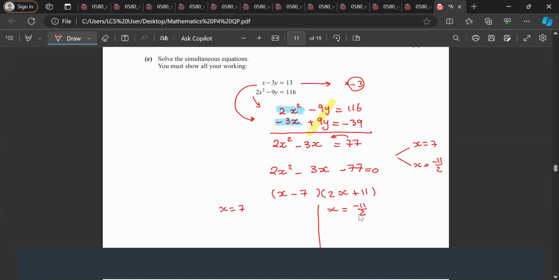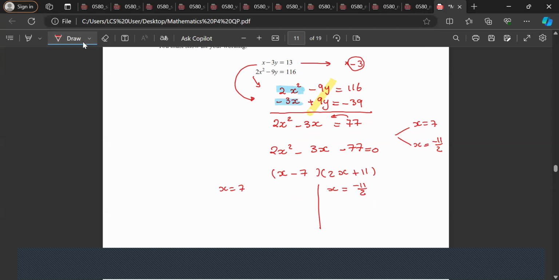So from here, if he wants x only, I got it. Now I have to substitute to get y. I will substitute here: 7 minus 3y equal 13. So -3y equal 13 minus 7. Then divide by -3. This one first will be 6, then y equal -2. Then here substitute -11 over 2 minus 3y equal 13.